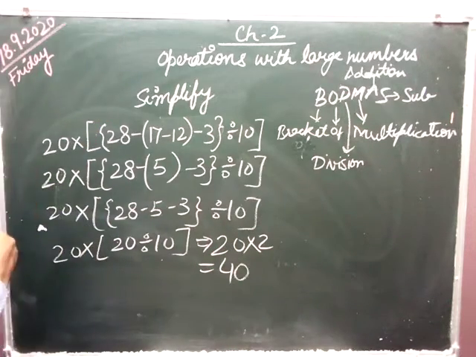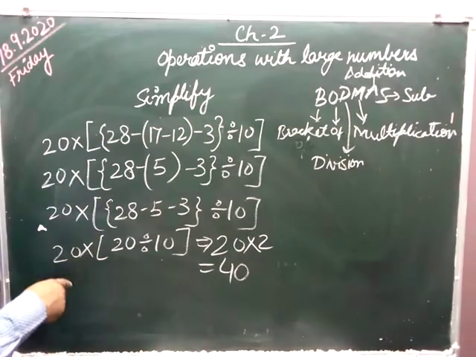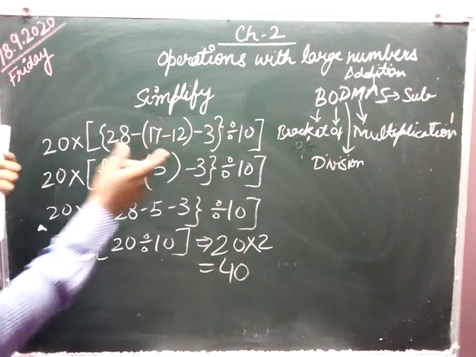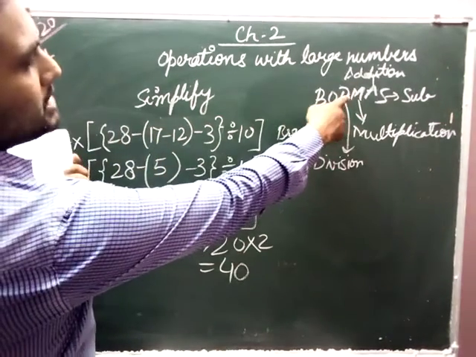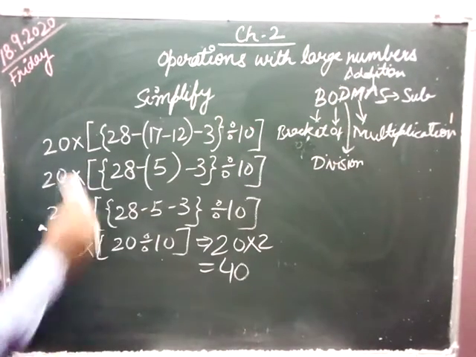So in this way we can do the simplification. This is the method of simplification. First you have to remove the bracket, that means the bracket of, then the division, then the multiplication, addition and subtraction. In this way you can do the simplify.